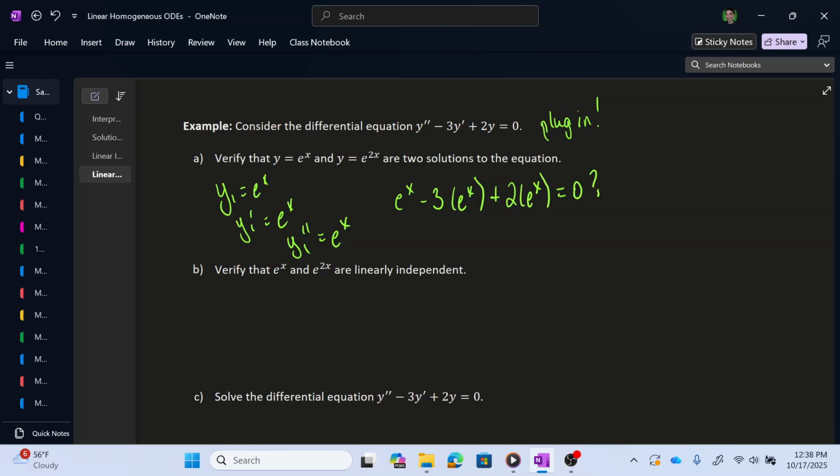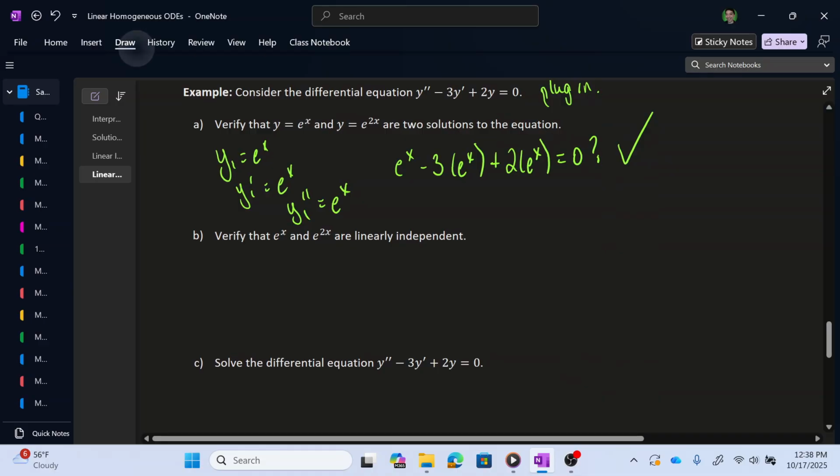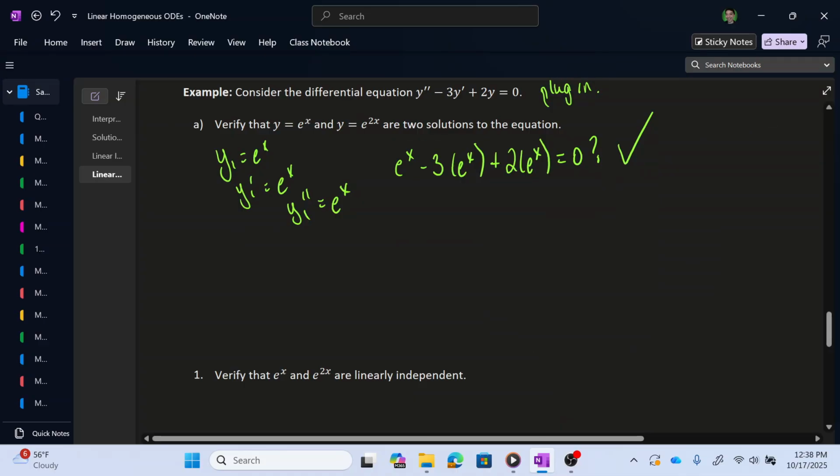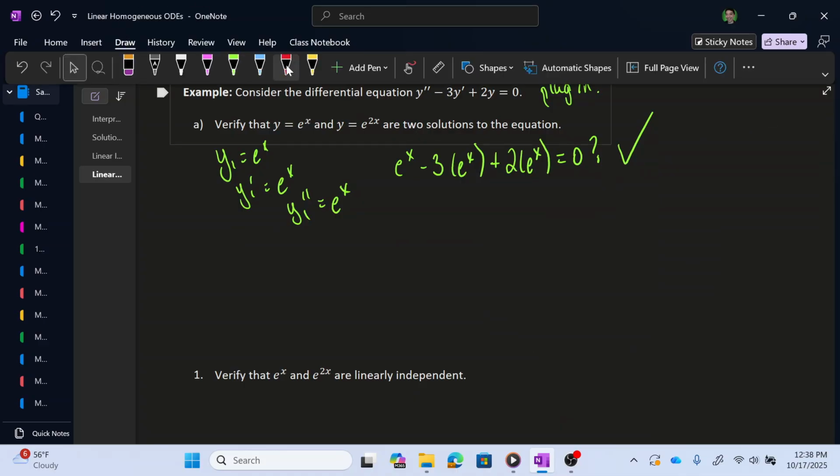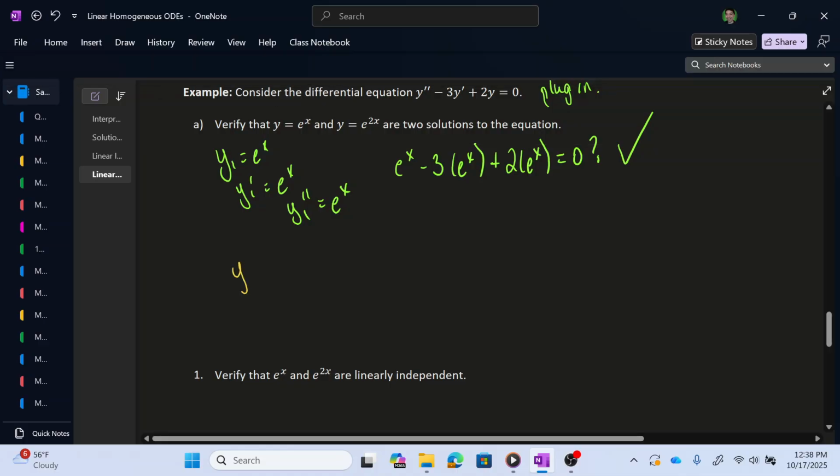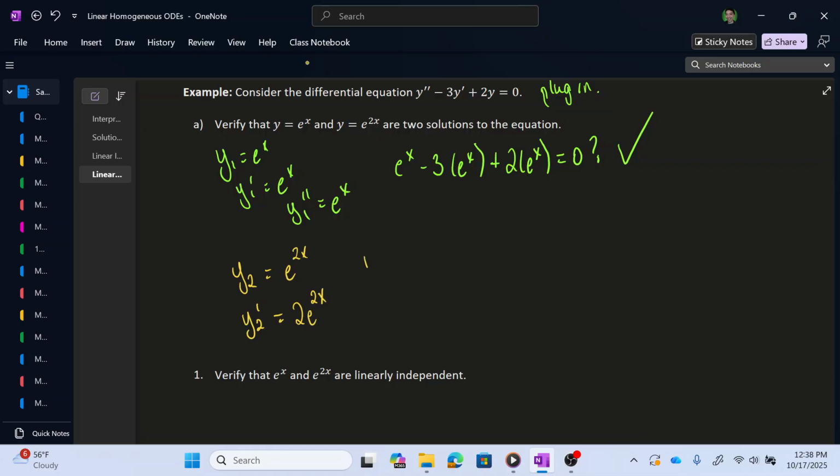Is that equal to 0? Well, when we clean up what's on the left-hand side, we confirm, yeah, that's equal to 0. Which means that this first function is indeed a solution to the equation. Likewise, let's check the second function given, e to the 2x, first derivative 2e to the 2x, second derivative 4e to the 2x. Plug that information in, we get 4e to the 2x minus 3 copies of 2e to the 2x plus 2 copies of e to the 2x.